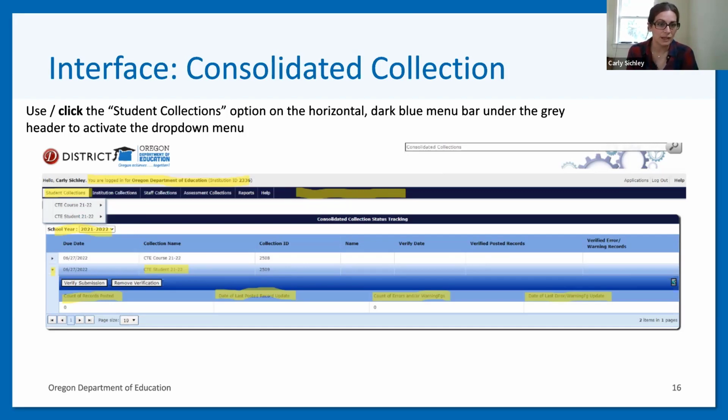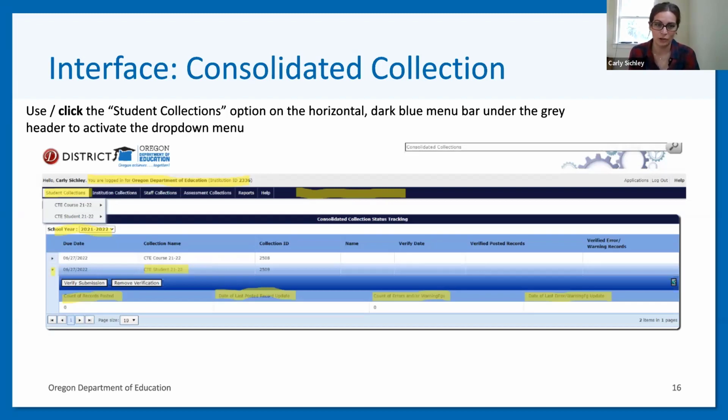In that blue banner line, you'll see student collections. Both the CTE Student and CTE Course collections are considered student collections. If you hover over that student collections option, you'll see both student and course. And like Liz said earlier, you always want to start with student, so you would click on that.